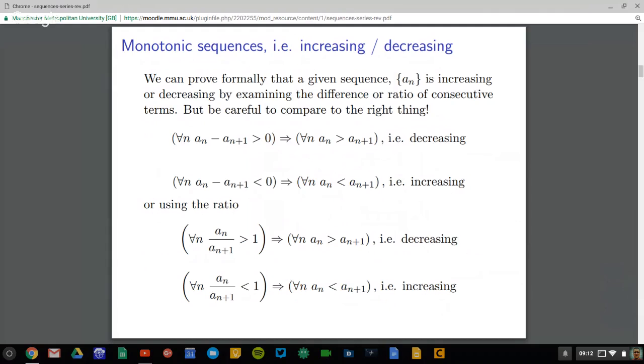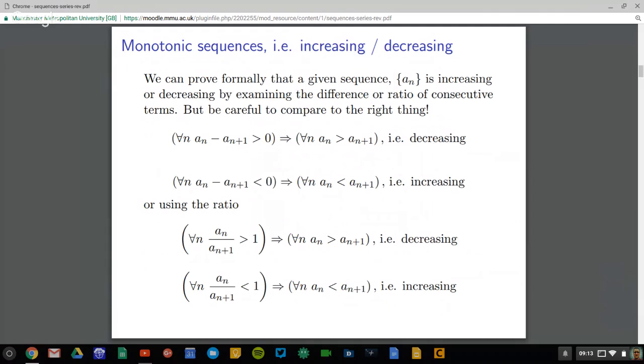But just to note, you can also capture that by talking about the ratio of consecutive terms, as long as you're sure that none of these terms are zero, because it never makes sense to put a zero in the denominator of a fraction. So if a_n divided by a_(n+1) is always strictly bigger than 1, that means a_n is strictly bigger than a_(n+1). So that's going to be a decreasing sequence, because each element is smaller than the one that came before it. And similarly for increasing, the inequality goes the other way.